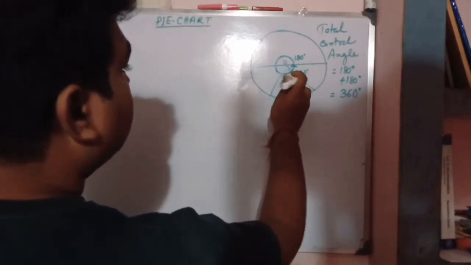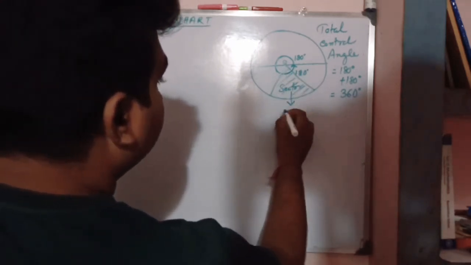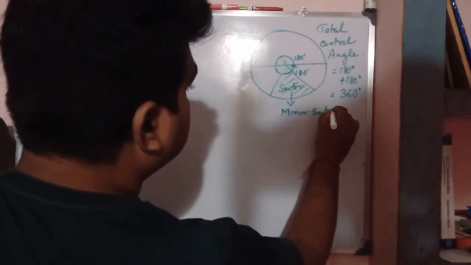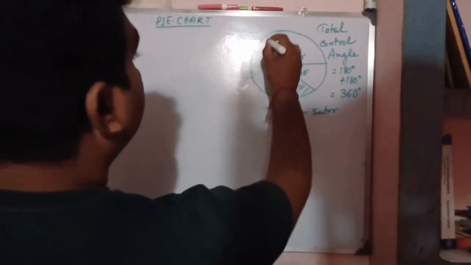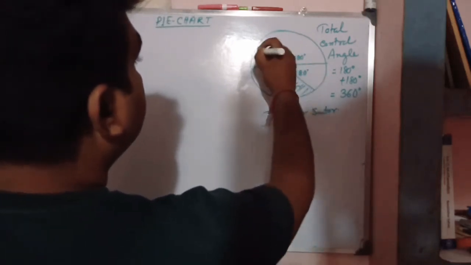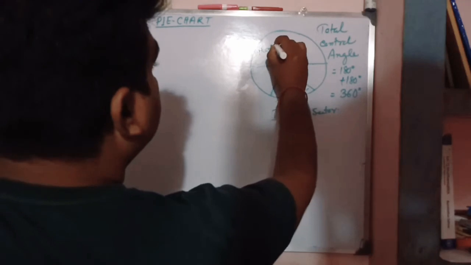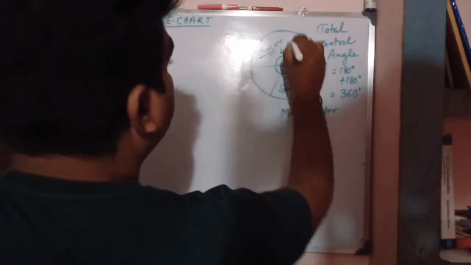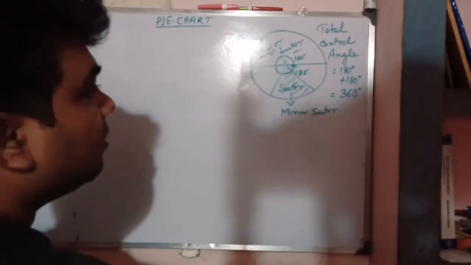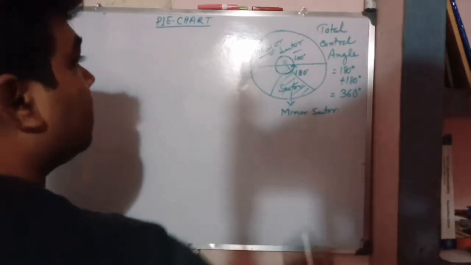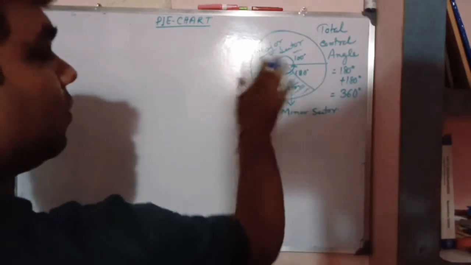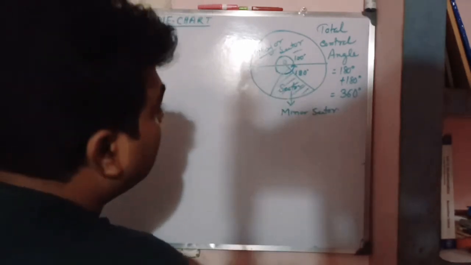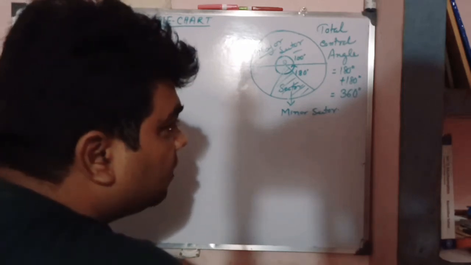Since this is small, it is called the minor sector, and this is bigger. This rest of the part is bigger, so it is called the major sector. So this is the minor sector, this is the major sector. That is not required here. We have to know the idea about sector here. So that is the sector. Understood?